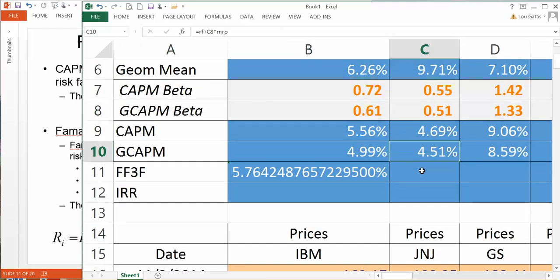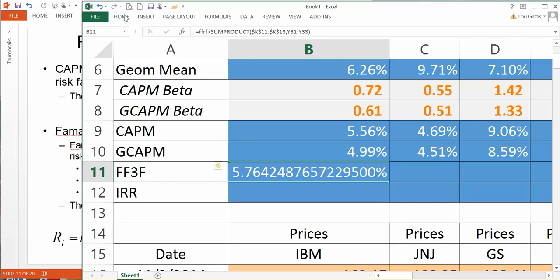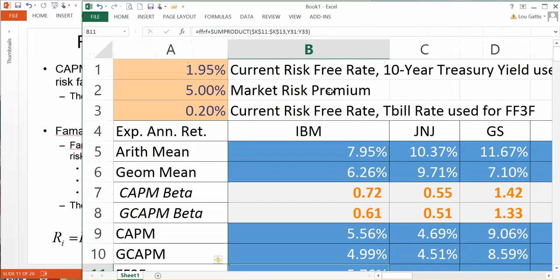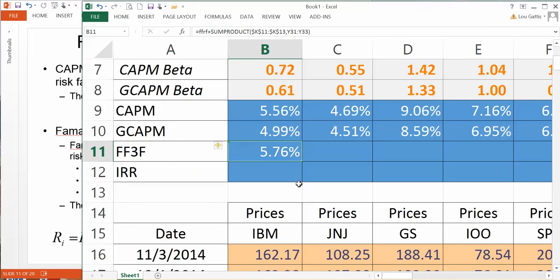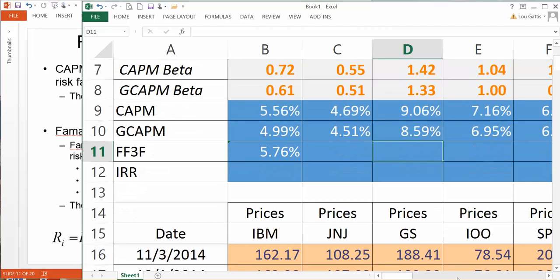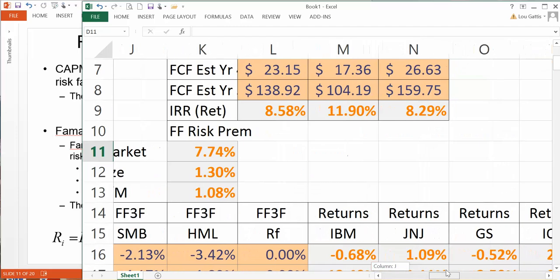So there's my Fama-French. Now there's a little format thing pops up, so let me get that back to 2 decimal places. So my Fama-French estimate of IBM's return is 5.76%. Now I can do the same thing for J&J and Goldman Sachs, but I need to run 3 more regressions.